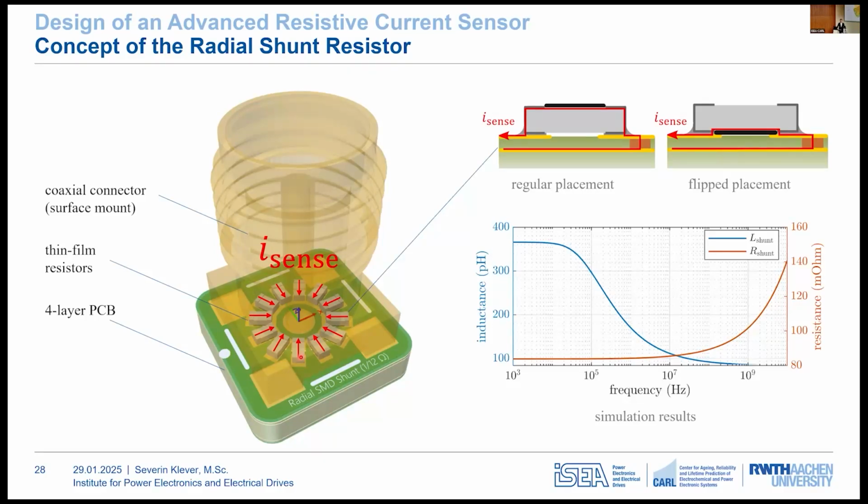A key feature is the resistors being flipped upside down, as shown in the figure. Normally, the resistive film is on top of the substrate, so flipping the component decreases the current loop area and therefore reduces the inductance. And simulations show that the inductance remains below 100 picohenry at high frequencies, which is 20 times lower than conventional coaxial shunts and therefore a huge improvement.